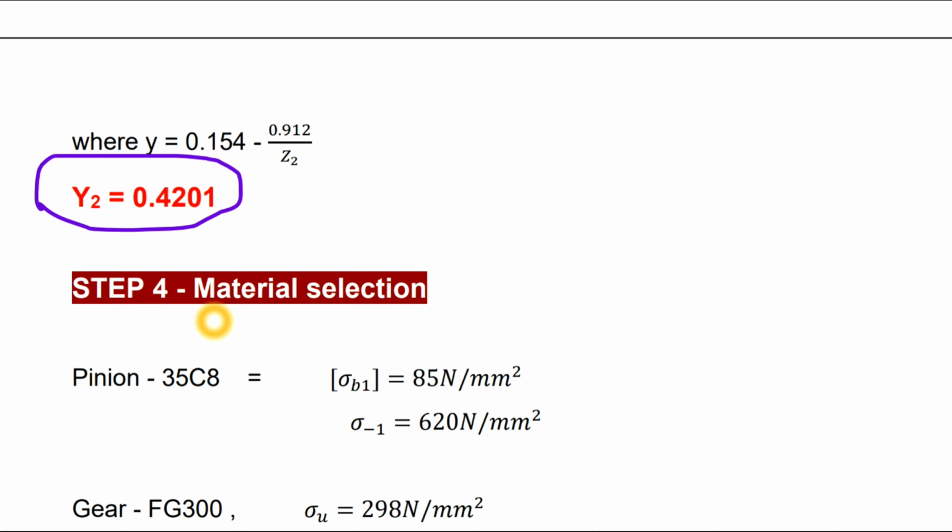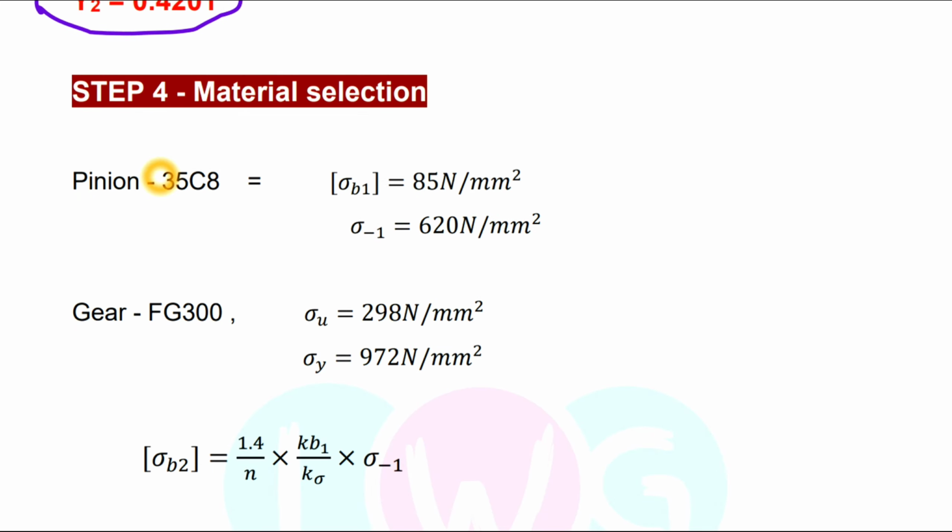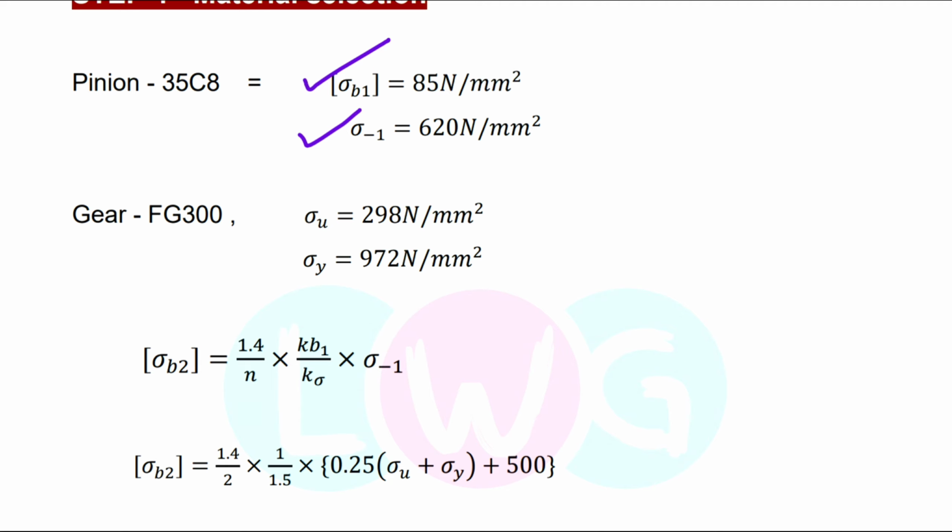After finishing this, we move to the next step, step number 4, material selection. If the material is given in the question, then we have to take that material only. If the material is not given in the question, then we will select the material from the PSG data book 8.4, for the pinion as well as for the gear. Here the question mentions that the material for the pinion is 35C8 and for the gear is FG300, and for the pinion the bending stress and endurance limit are also given, and for the gear this value you can get from the data book.